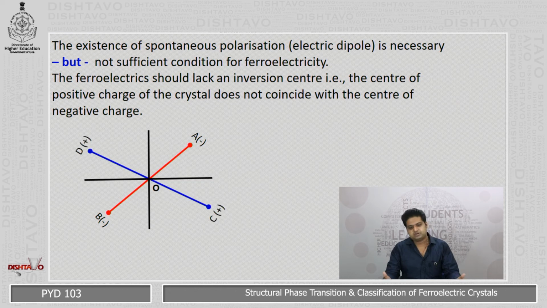Similarly, I have positive charges, and DO and OC are the same. So I cannot call these ferroelectric. They will not show ferroelectricity just because they have the inversion center. So they should lack the inversion center. That's a very important condition for a ferroelectric material.